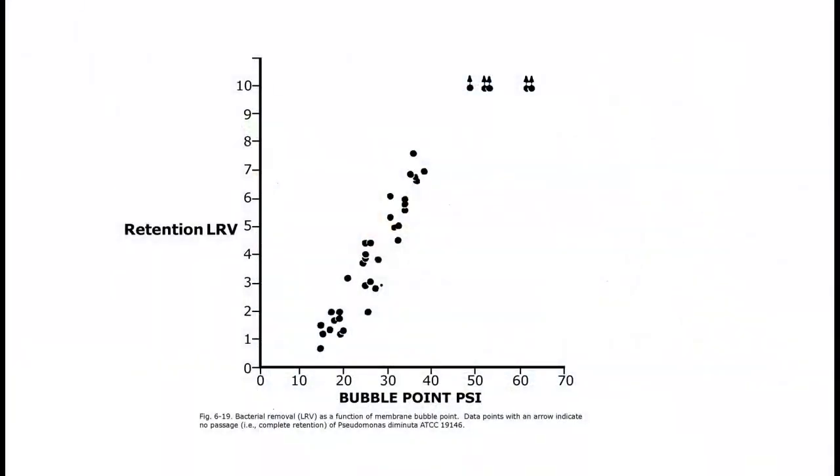Because retention and capillary forces are both dependent on pore size, there is a clear correlation between the results of the retention test and the results of the bubble point test. In this graphic, you see the correlation between bubble point and retention. Retention is expressed as LRV, or log reduction value. The higher the LRV, the higher the retention.